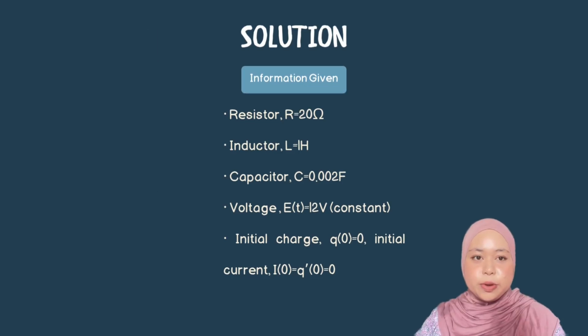So here we have the given information. We have resistor R equals 20 ohm, inductor L equals 1 H, capacitor C equals 0.002 F, voltage or E of t equals 12 V, which is our constant. Our initial charge and initial current is 0.